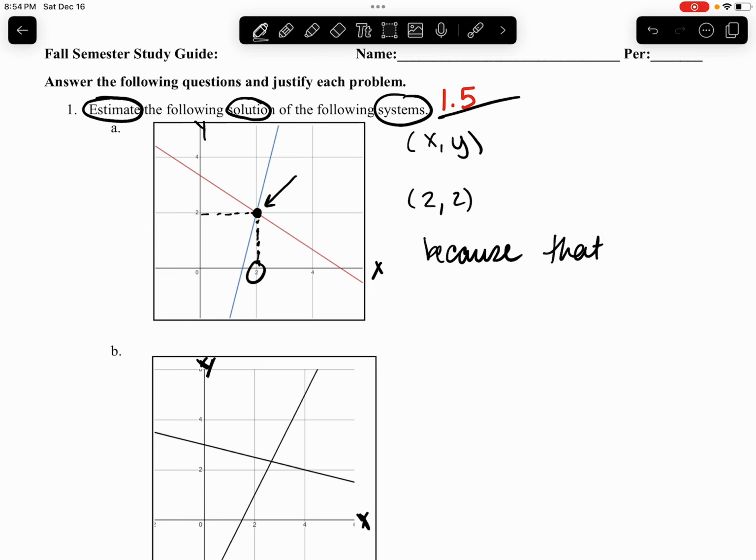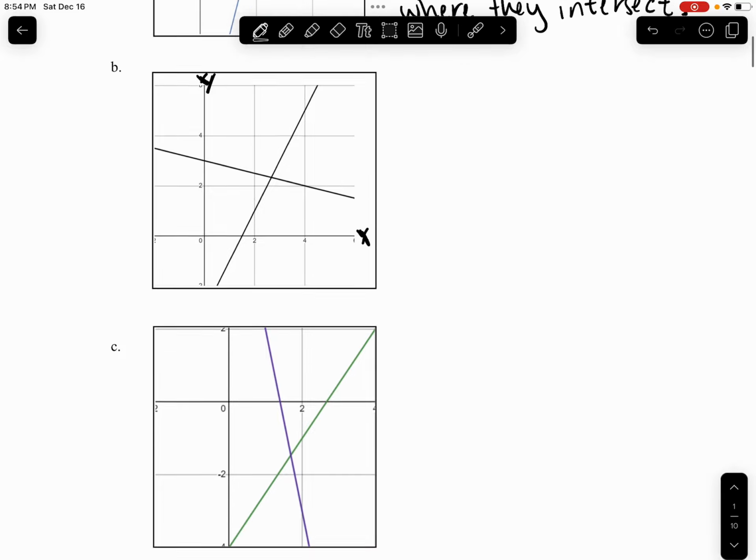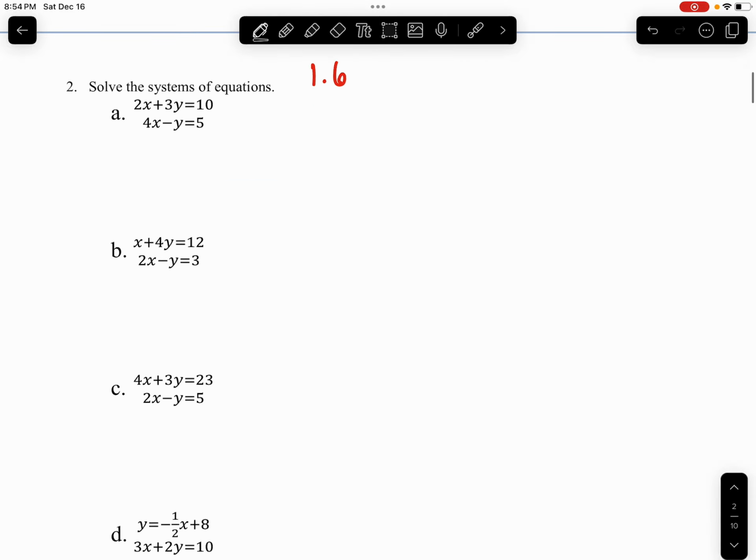that is where they intersect. All right, that would be your justification, and here you would get 4 points. Number 2.